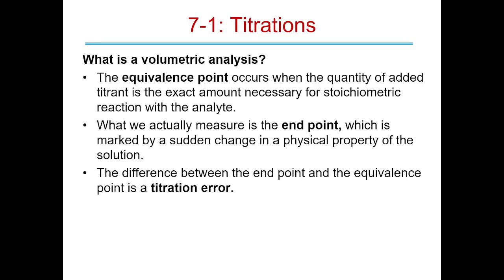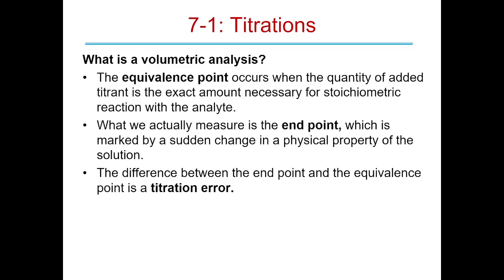What we actually end up measuring is always the endpoint, because the endpoint is when we end, right? And this is going to be marked by a sudden change in the physical property of the solution. This could be color, this could be electrical conductivity, this could be a variety of different physical properties, okay? But it's always going to be, we're measuring it by some sudden change of physical property. Is that making sense?